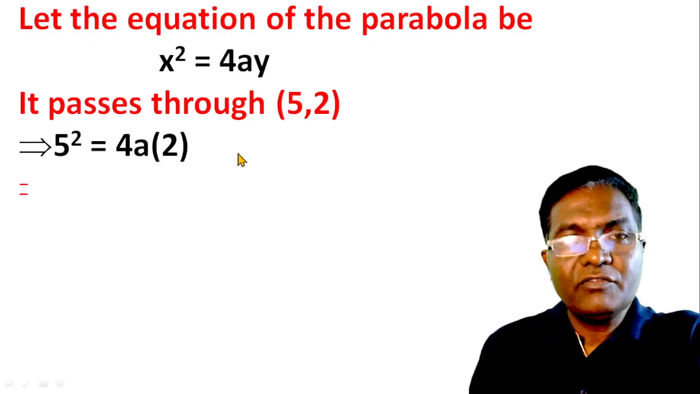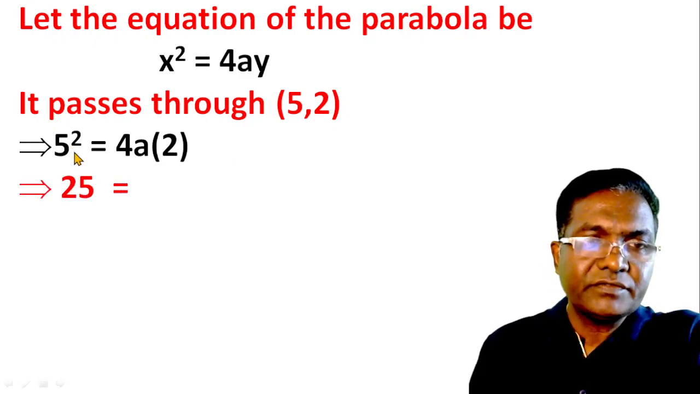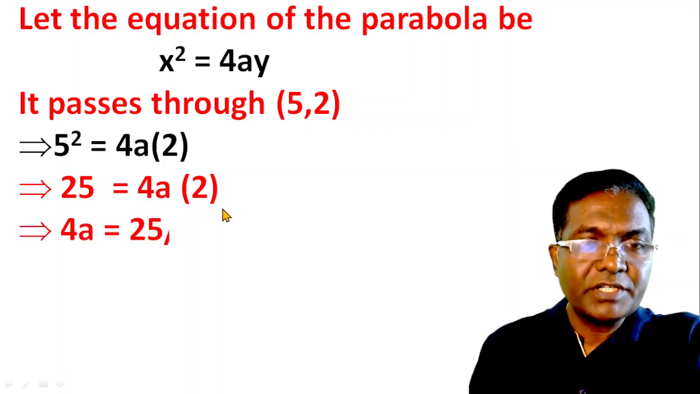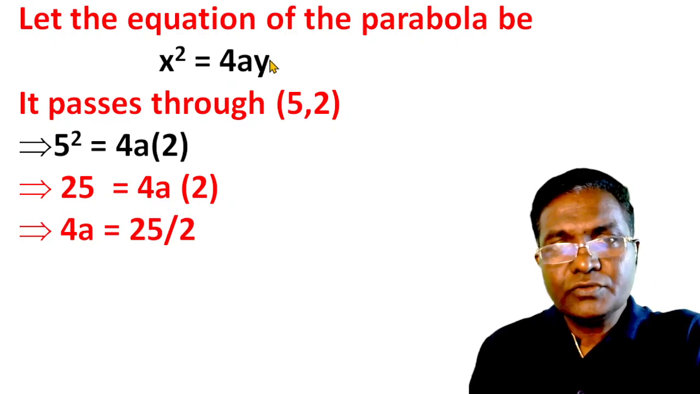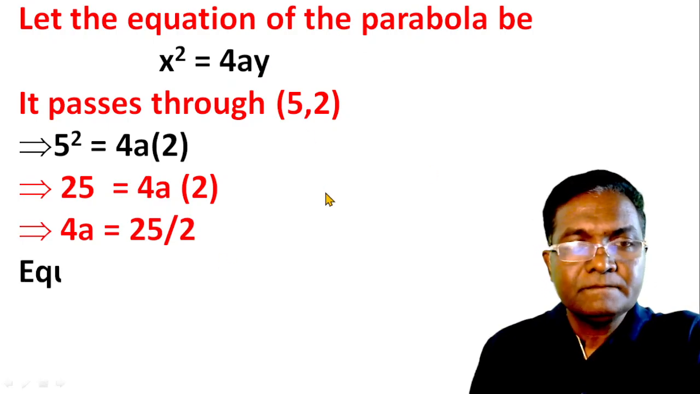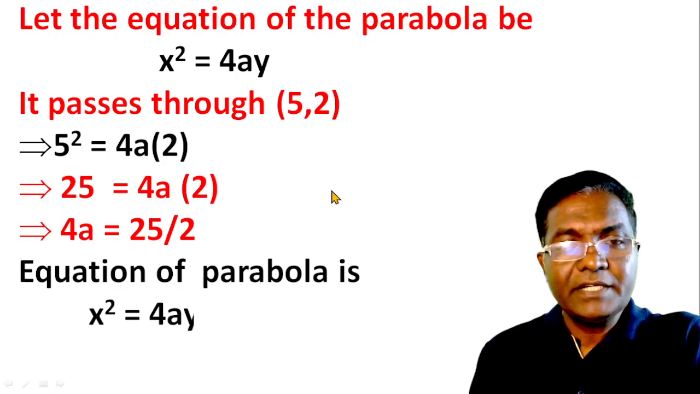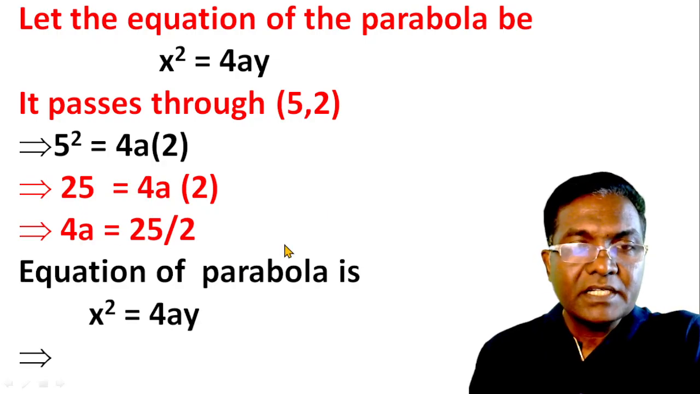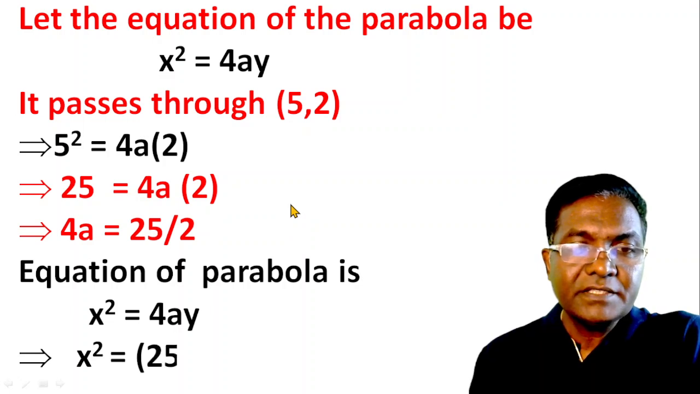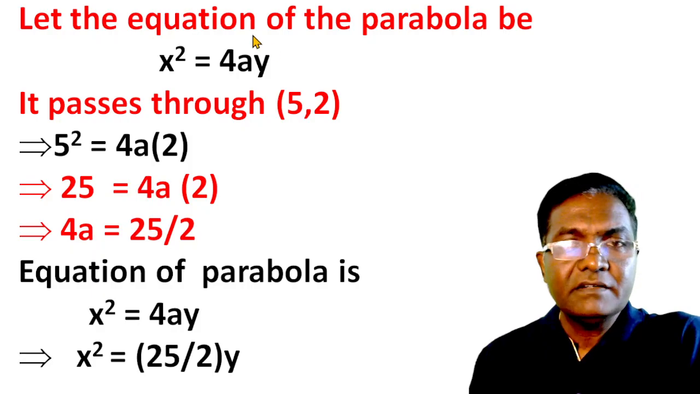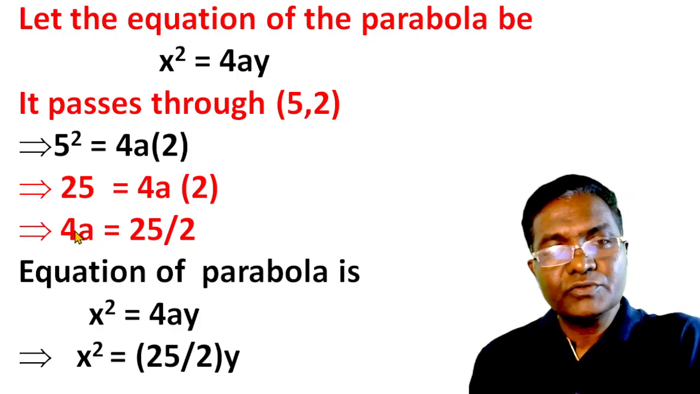So what is the value of 4a? You need to find it. 5 square is 25. It is 4a into 2, and I want 4a. So 4a is 25 by 2. So substitute in place of 4a. The equation of the parabola is x square equal to 25 by 2 into y. Okay, no need to obtain the value of a. We want simply the 4a value, so directly we'll get it here.